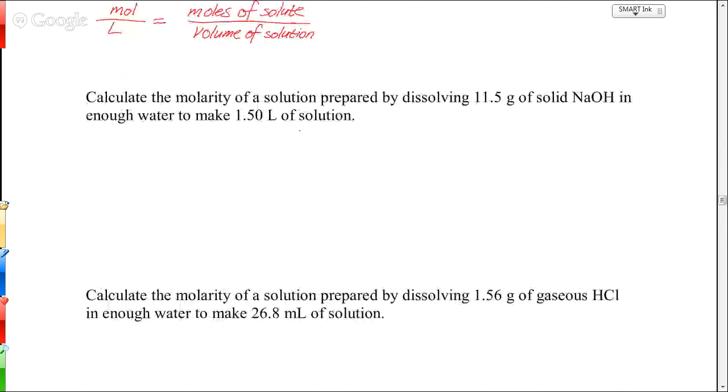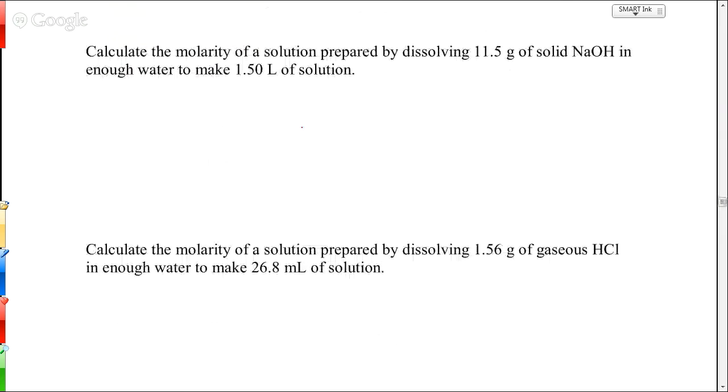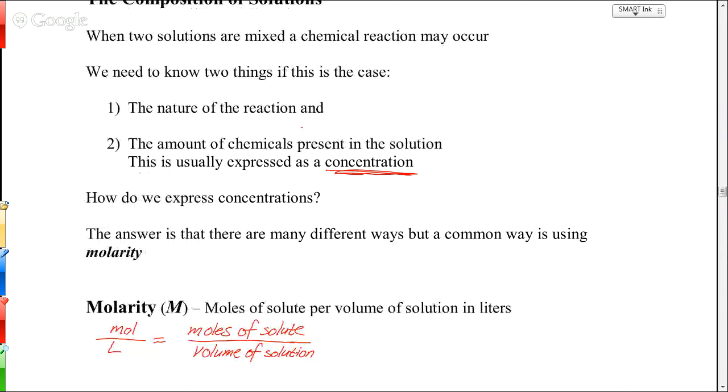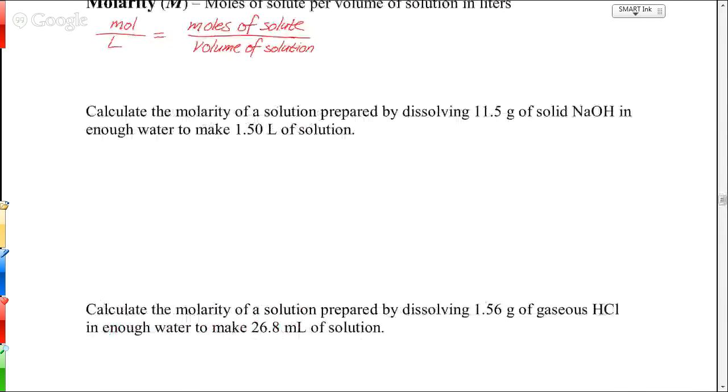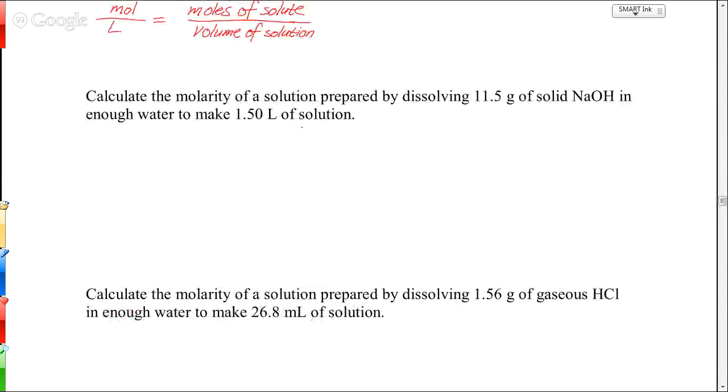Okay, so let's do a couple quick calculations of how we would determine molarity of a solution that we made up. So calculate the molarity of a solution prepared by dissolving 11.5 grams of solid sodium hydroxide in enough water to make 1.5 liters of solution. So remember that our molarity is moles per liter. But we're given 11.5 grams, so what do we have to do? Yeah, we need to turn that into moles. We can do that, right?